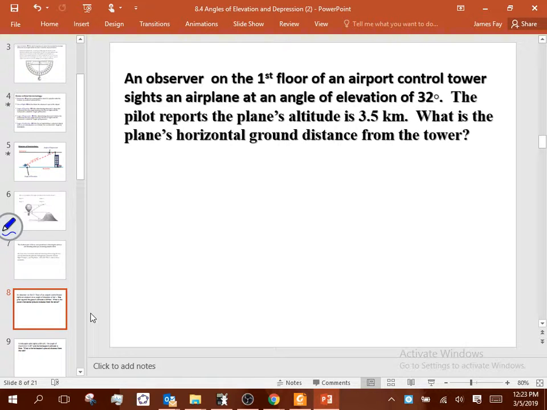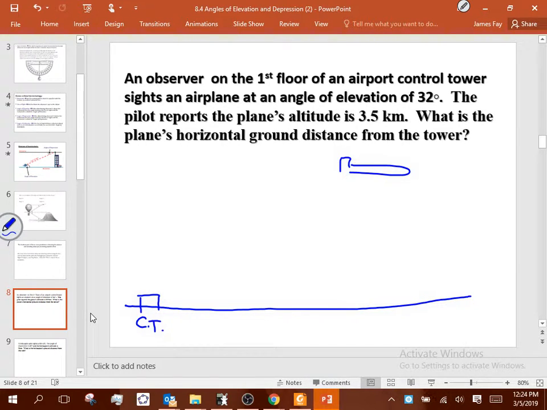An observer on the first floor of an airport control tower sights an airplane at an angle of elevation of 32 degrees. That should tell you right away that you have a control tower, and somebody's in that control tower, and they're looking at a what? They're looking at an airplane. Where is the airplane going to be if there's an angle of elevation? In the air. It's going to be in the air.